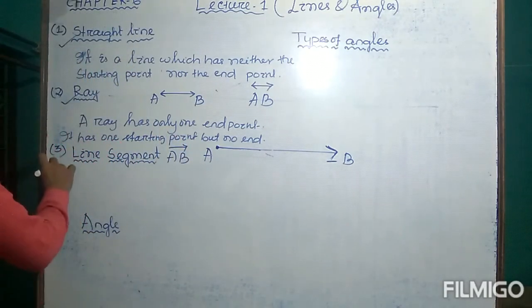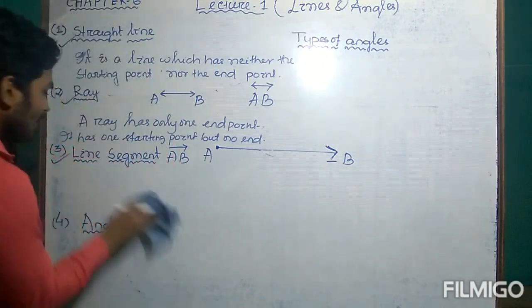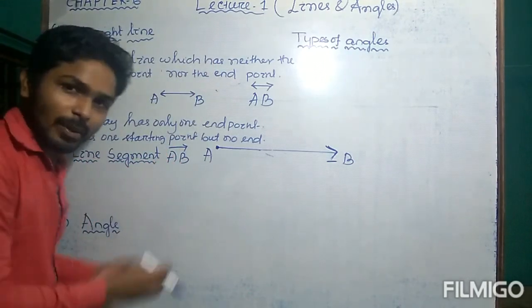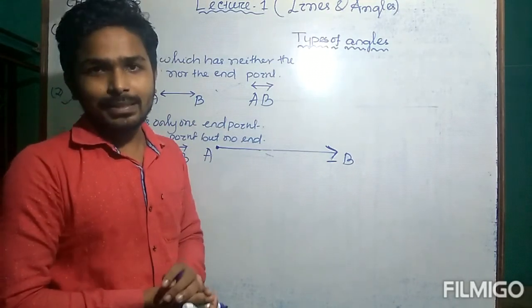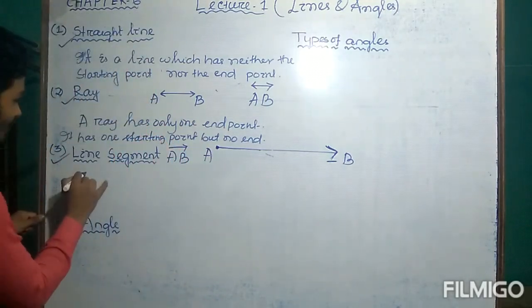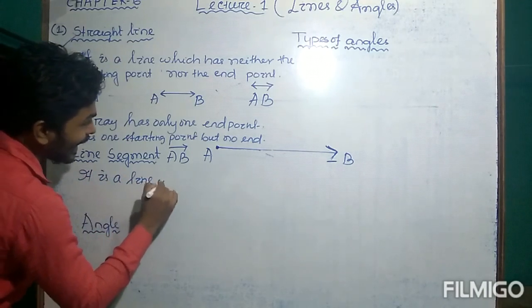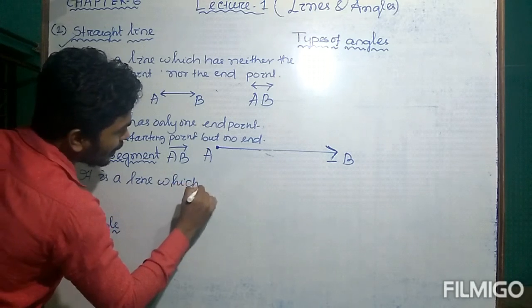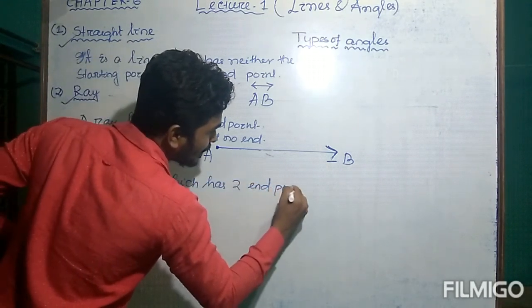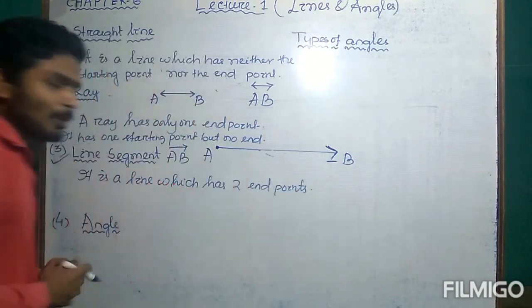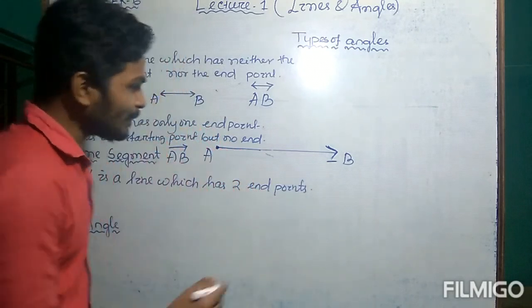Understood? Next is, what is a line segment? Okay, what is a line segment? A line segment is also a line, but it has two endpoints. Okay, it is a line which has two endpoints. What are the endpoints? One is the starting point and another is the ending point. Okay, like this.